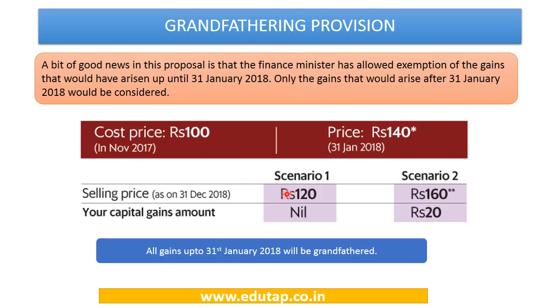be covered under the grandfathering provision, and the gains earned up to 31st of January 2018 won't be taxed. So your entire gain will become exempt. So your gain would be 0 or nil.